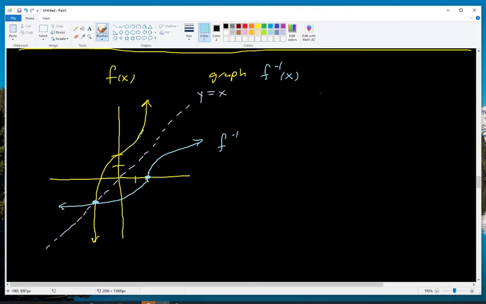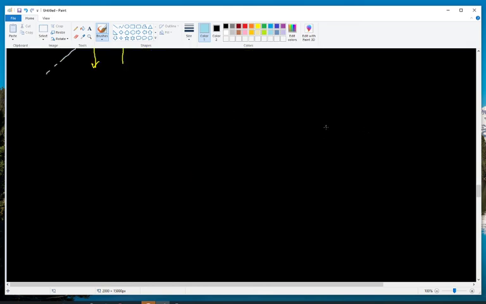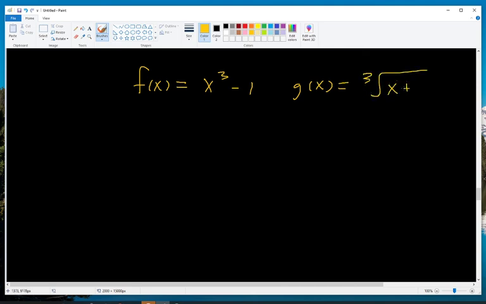And to wrap up, final thing, let's say that we had two functions and we want to know if they are each other's inverse. Let's do one more of those type. Give me just a second to generate two functions. So let's look at, what if f of x is equal to x cubed minus 1 and g of x is equal to the cube root of x plus 1. And we want to say, is g of x the inverse of f?